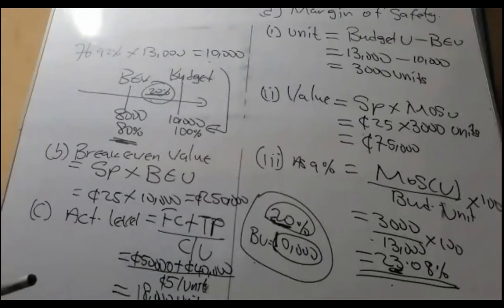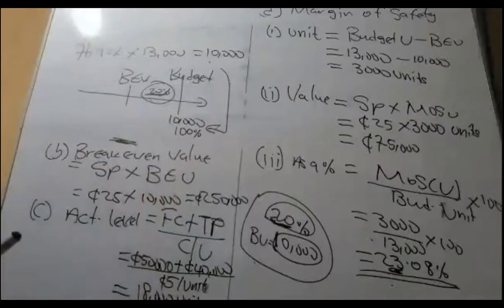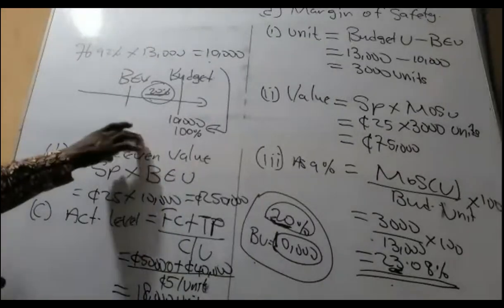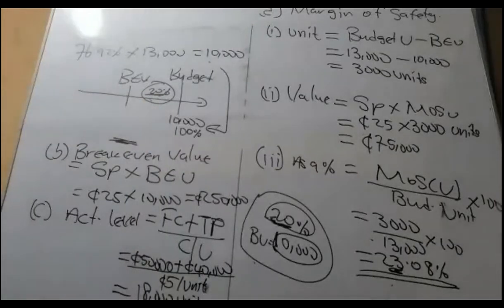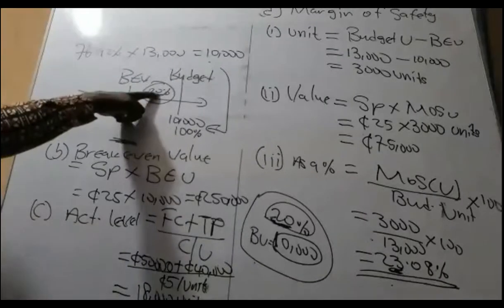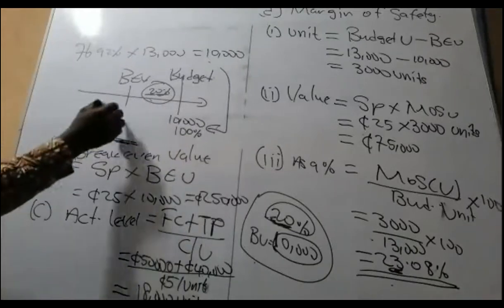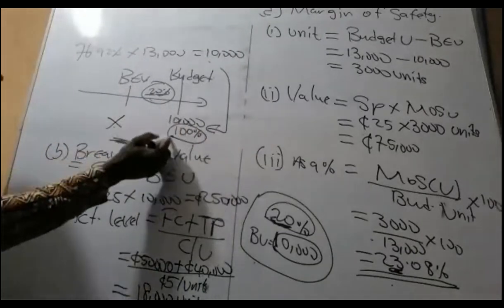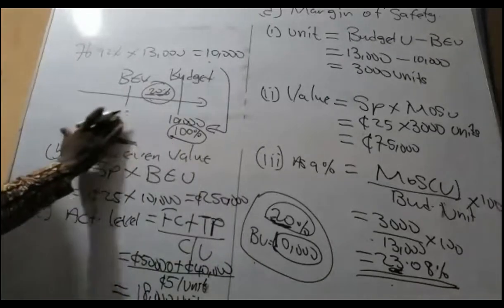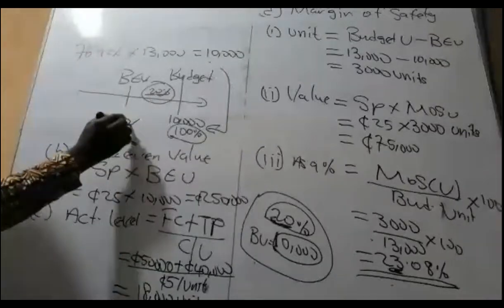So the question is, if I've given you the budget and informed you of the margin of safety of 20%, then what will be the break-even? If the margin of safety is 20 and the budget is 100, that means there's a certain figure to which 20 was added before arriving at 100. What is this figure? It's 80, because 100 minus 20 gives us 80. That's the break-even.